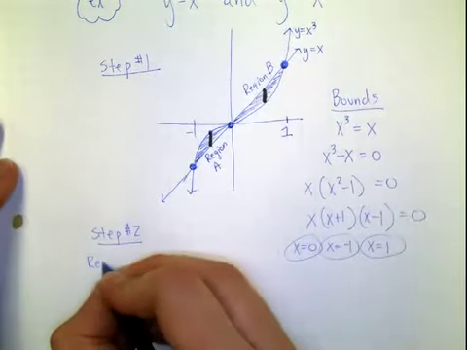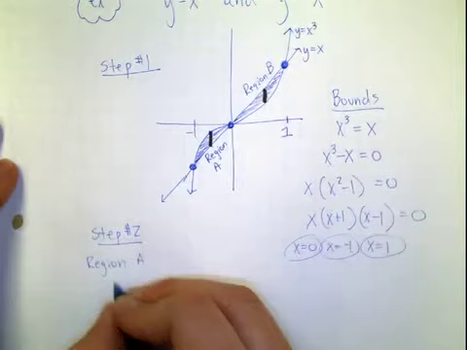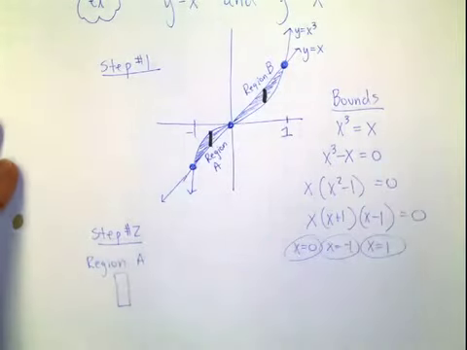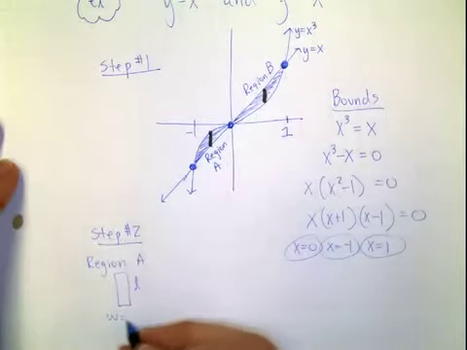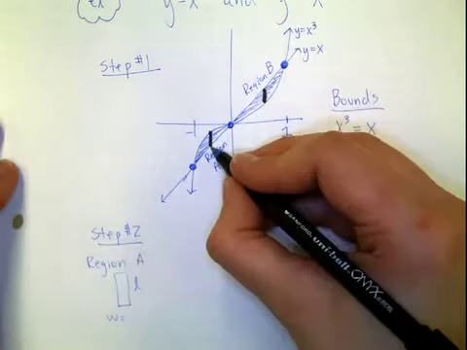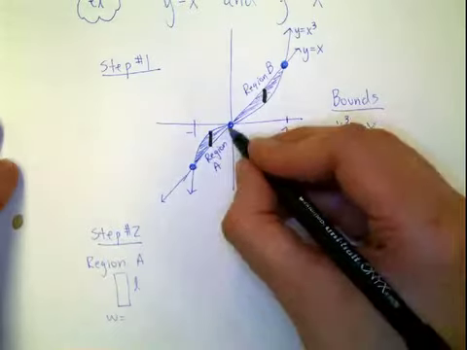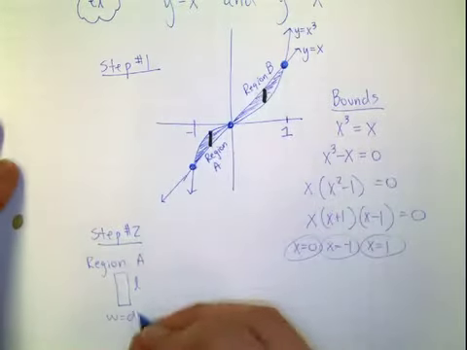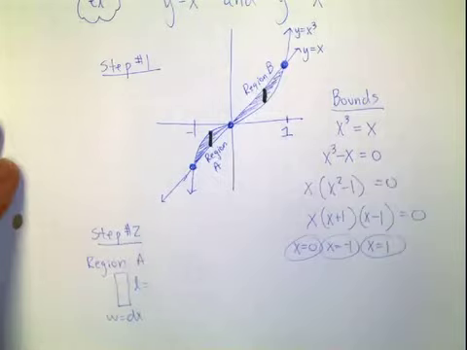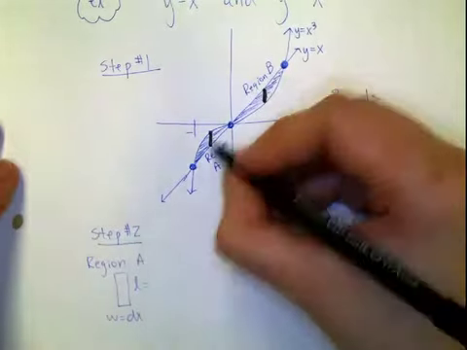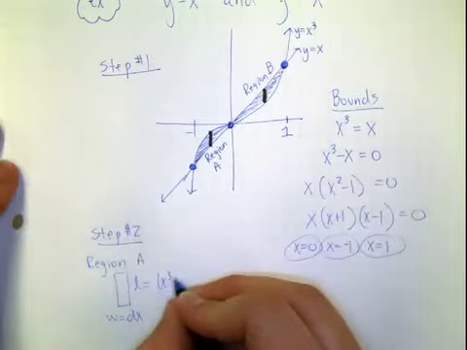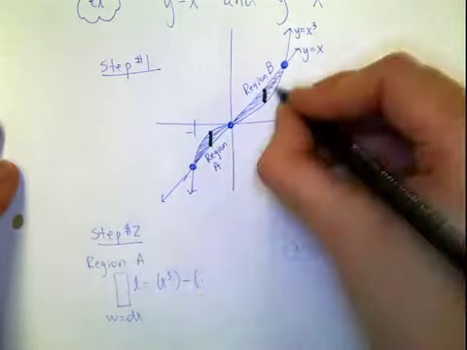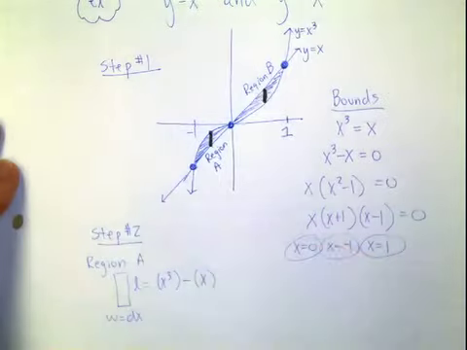For region A, here's what my rectangle is going to look like. Region A has this little rectangle with a width and a length. The width equals an infinitely small width. We're cramming millions of these in here, infinitely many rectangles, so delta x. The length is the top minus the bottom. So in region A, the top curve is x cubed, and the bottom curve is the straight line, x. So we get x cubed minus x.